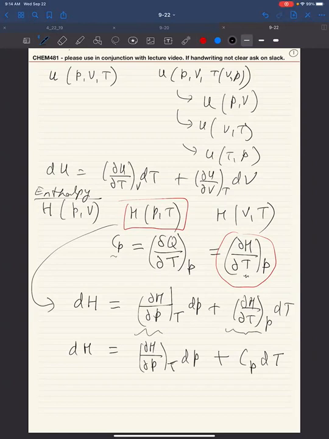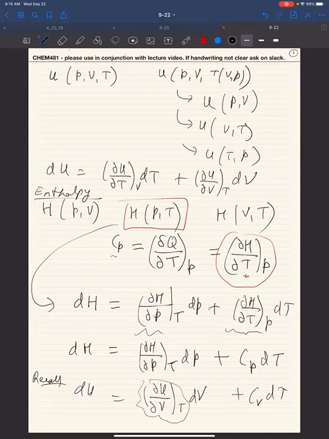Does anyone remember the relation we had for dU? We had, what did we have here? Cv dT, right? And what did we have over here? Pi was the name, but what was the partial derivative? It was partial U by partial V at constant T multiplied by dV, right? And this thing was called pi T, the internal pressure. For an ideal gas, this was 0.